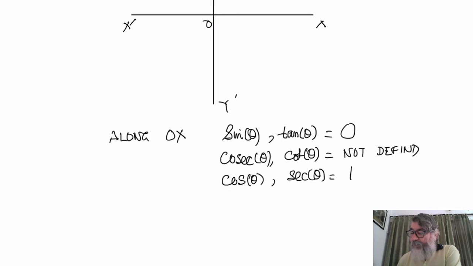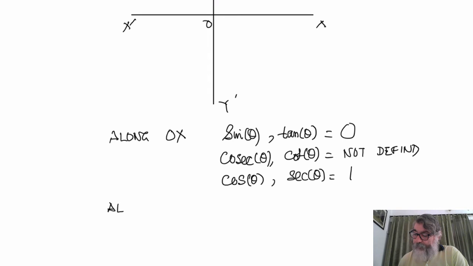Cosec theta and cot theta will not be defined, because cosec is 1 upon sine theta, and obviously 1 upon 0 will not be defined. Similarly, cot theta is 1 upon tan theta, which will also not be defined. And cos theta and sec theta are always 1. If you look into that table which we had drawn yesterday, cos 0 will be 1, sec 0 will be 1.